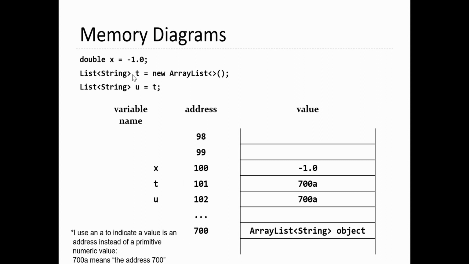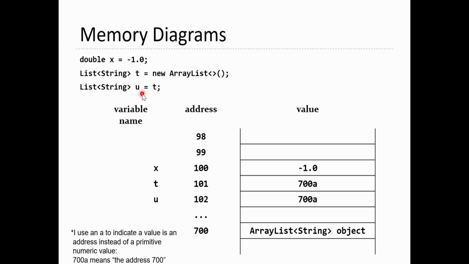Now, t is a variable, so t appears in memory as well. You can put it wherever you want. I'm going to put it at address 101. Now, what does t store? t stores a reference to the list. For our purposes, a reference is just a memory address. So t stores the memory address of that object. I used the little letter A after the number 700 to indicate that this is an address. So 700A, memory address 700. Go to memory address 700, and you see there's an array list object there.